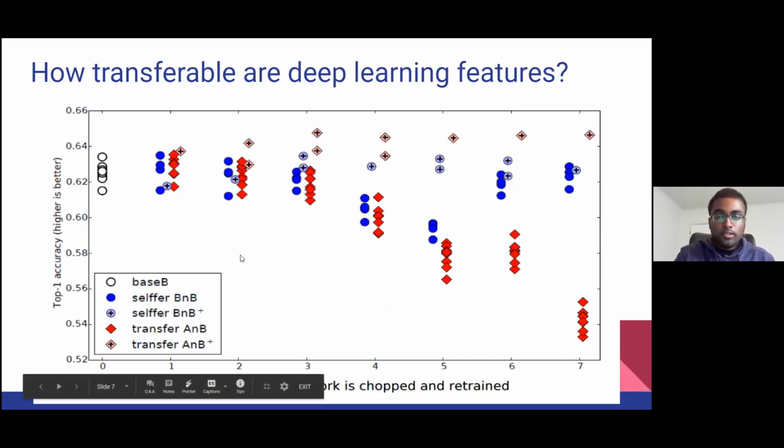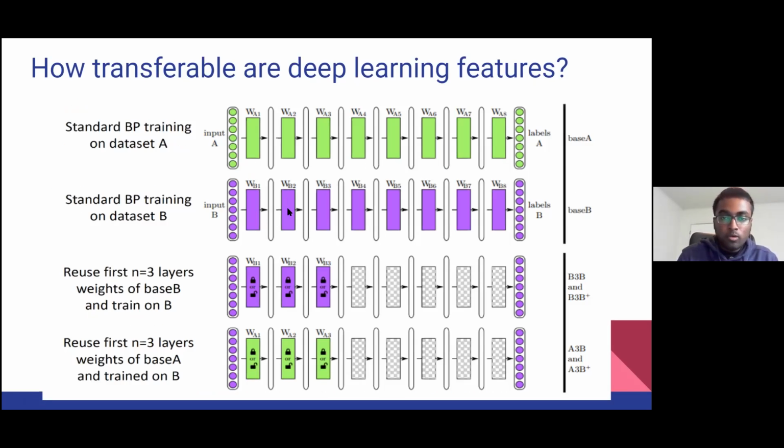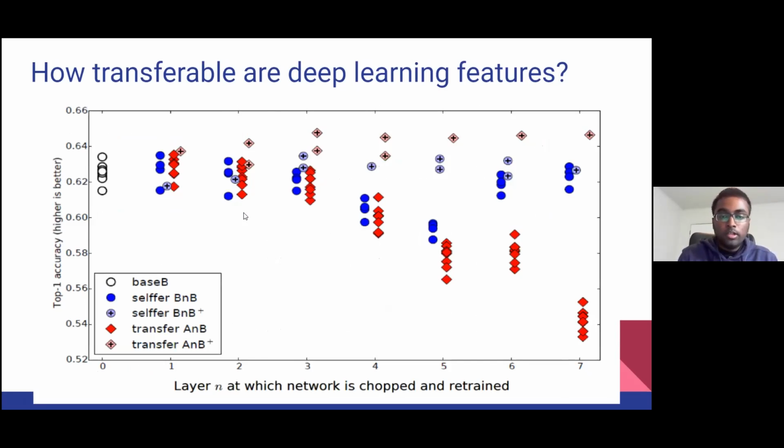Okay, so in this graph, first of all, you can see the white dots. That is the base B network. That is the second one. The deep learning network is trained entirely on the dataset B. And selffer B and B plus is the third one. So you can see here that the model performance for the first 2 layers is almost the same as the base B network, and then as n increases, the performance drops, and then it comes back again.